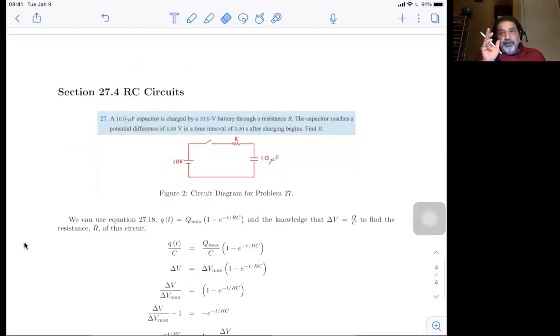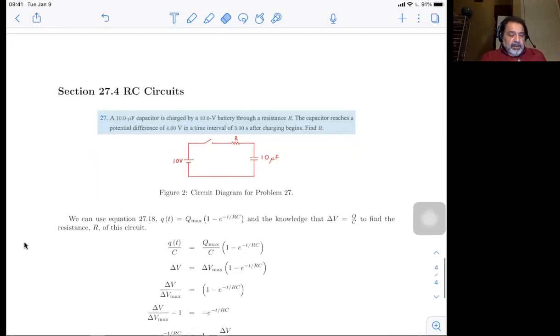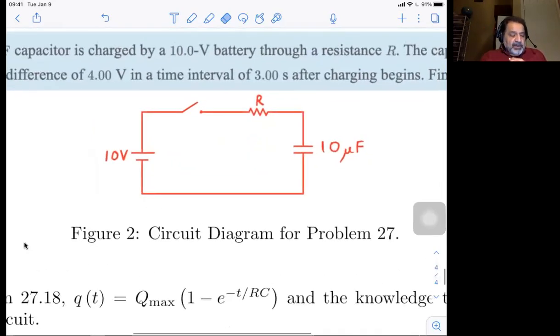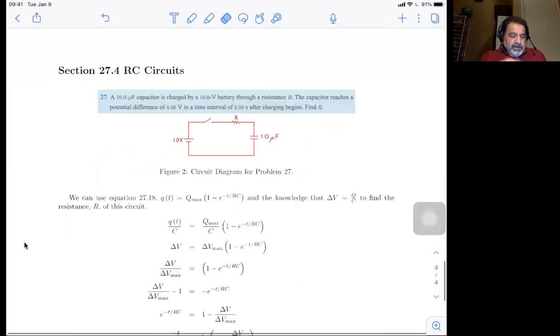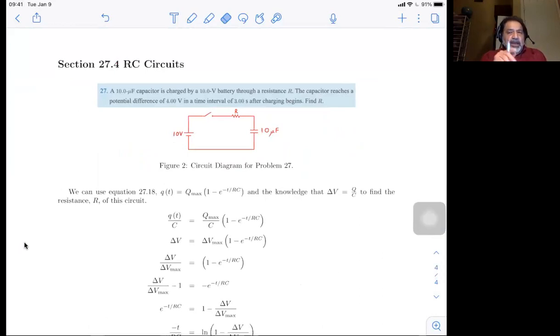Number 27, a 10 microfarad capacitor is charged by a 10-volt battery through a resistance R. The capacitor reaches a potential difference of 4 volts in a time interval of 3 seconds after charging begins. Find R. Okay, so I've drawn the circuit diagram. There's the 10 volts, the R, and the 10 microfarads. So there's the diagram.